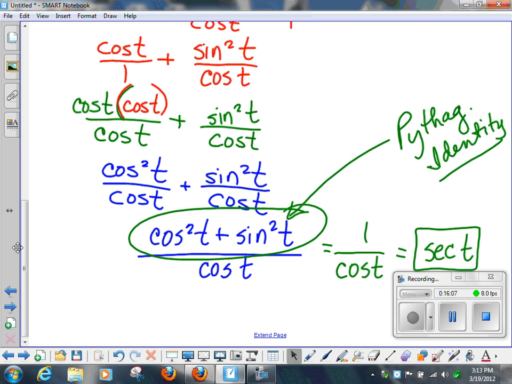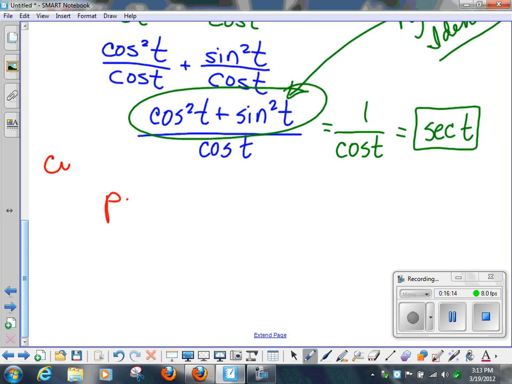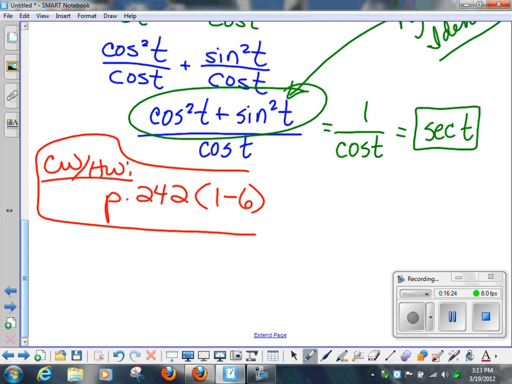Here's what I want you to do for tonight. Try to complete page 242, 1 through 6. I'm going to tell you right now, if you don't do it at all, you'll never figure this stuff out. You have to attempt the work. And I want you to start on it now while you're in here so I can help you, so you can help each other. Everybody working on something.